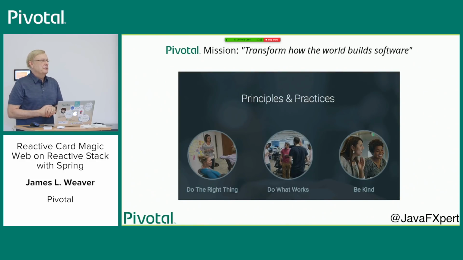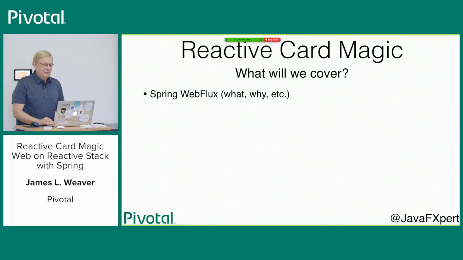So we have some great technologies, but the thing that I like most working for Pivotal is our principles and practices. And here are three of them: do the right thing, do what works, and my favorite is be kind. And you don't have to ask me to be kind. I feel like I'm a pretty kind person already, but it's very refreshing to work for a company that one of their prime directives is to be kind. And God knows that in the world today, we need to be kind to each other, treating each other like we want to be treated.